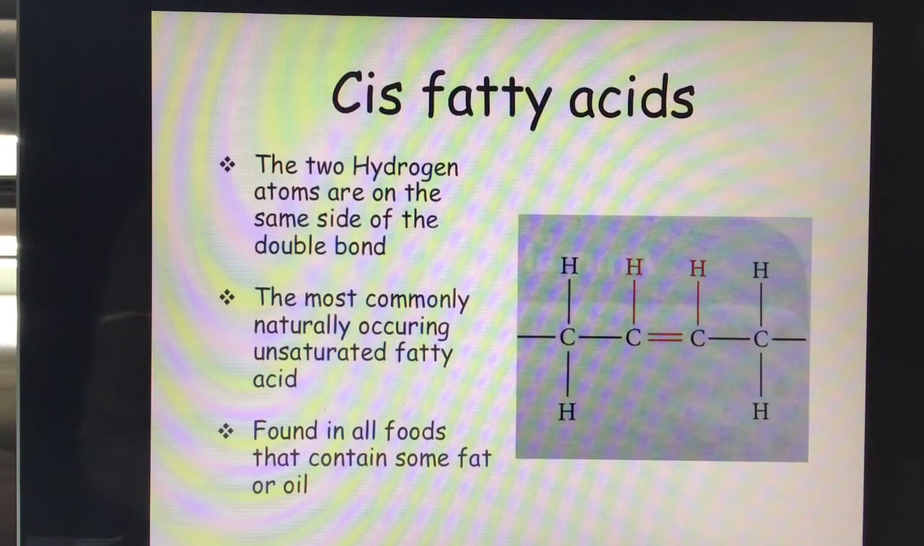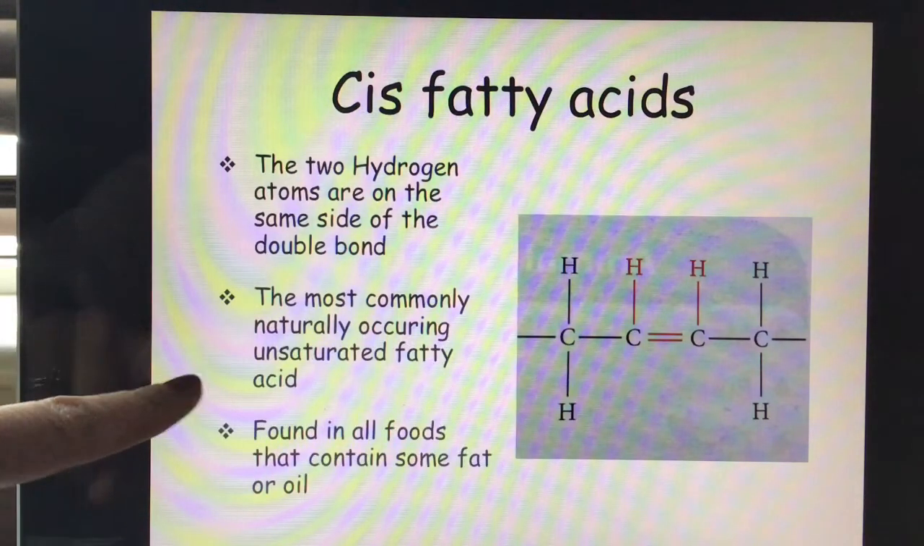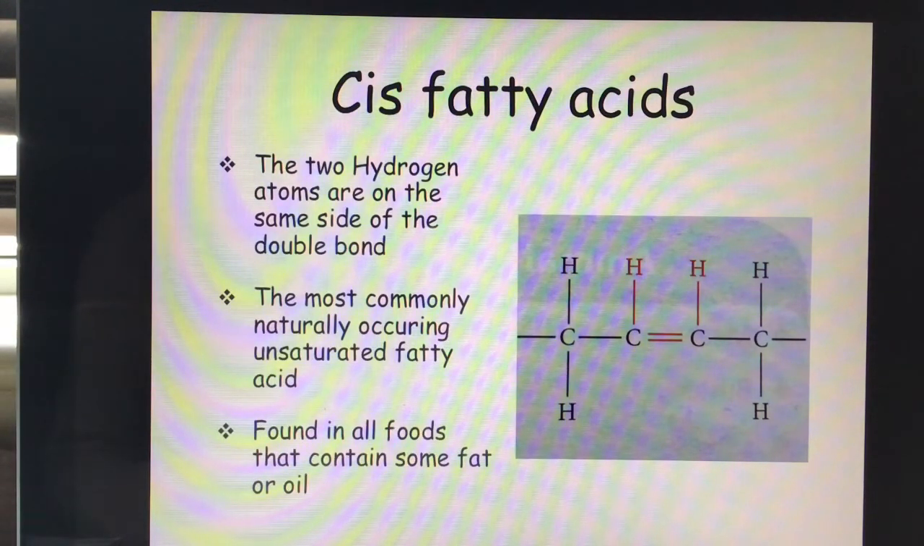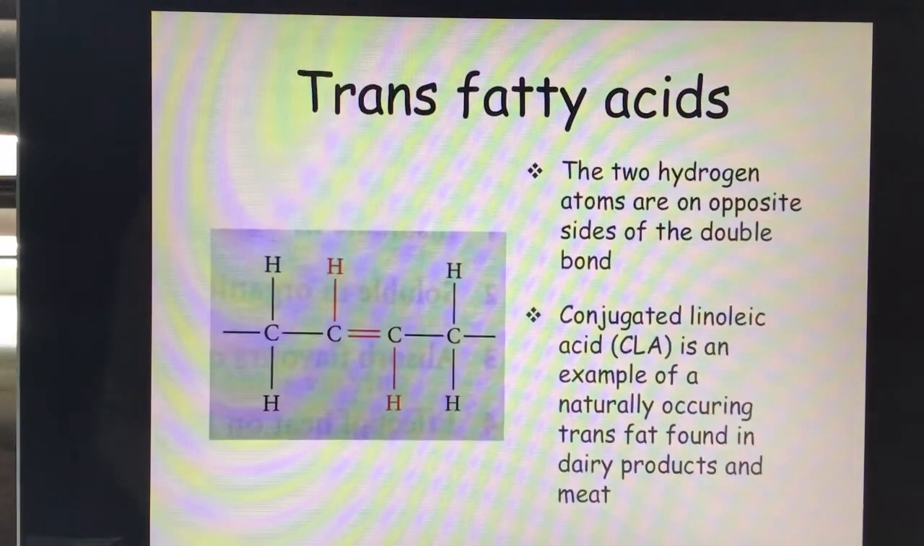Cis fatty acids. The two hydrogen atoms are on the same side of the double bond. These are the most naturally occurring unsaturated fatty acids, so the majority of unsaturated fatty acids are cis fatty acids, and they're found in all foods that contain some fat or oil. Trans fatty acids, the two hydrogen atoms are on opposite sides of the double bond. Conjugated linoleic acid, CLA, is an example of a naturally occurring trans fatty acid found in dairy products and meat.